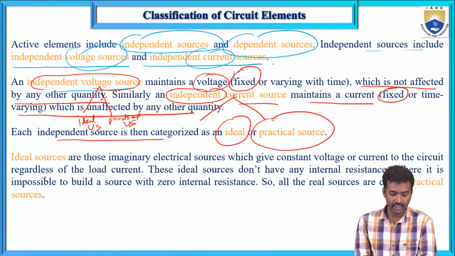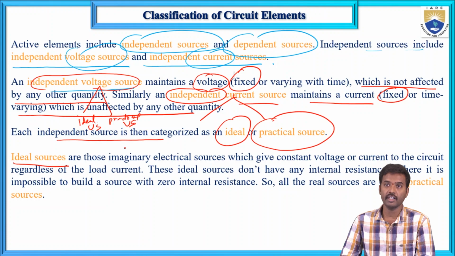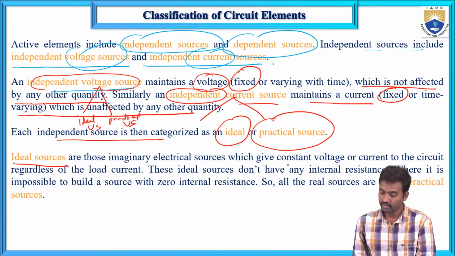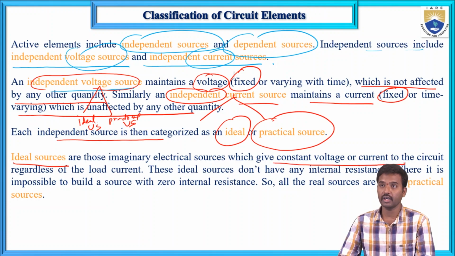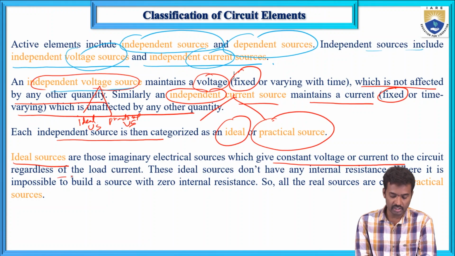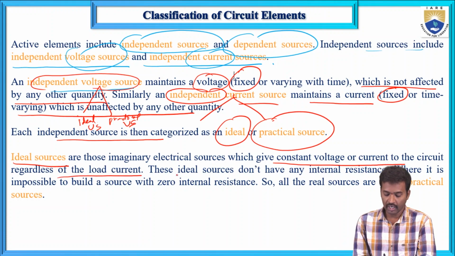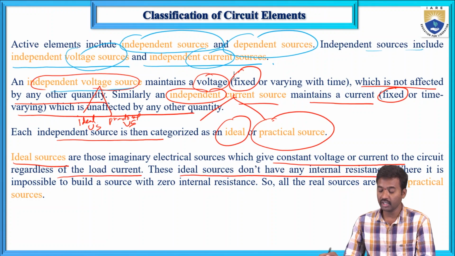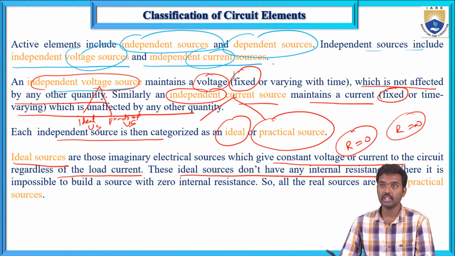And next, the ideal source definition. Ideal voltage source and ideal current source are imaginary sources which give constant voltage or current to the circuit regardless of load current and load voltage. These are sources which don't have any internal resistance. For an ideal voltage source, the internal resistance is 0, and for an ideal current source, the internal resistance is infinity. Now we will discuss each one in the next slide.